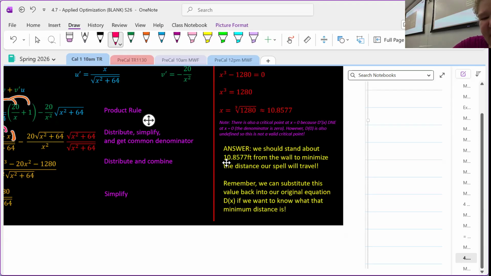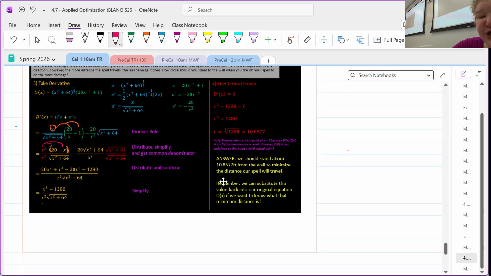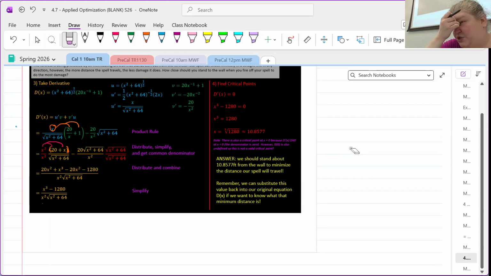So we should stand about 10.85 feet from the wall to minimize the distance our spell will travel. Now, if we wanted to know how far the spell travels, like if every 10 feet the spell travels, it loses 10 points of damage or something like that, we could make that calculation. I don't know anybody in D&D who does this much math. But that's usually because we don't make people shoot. We don't do 3D in D&D.